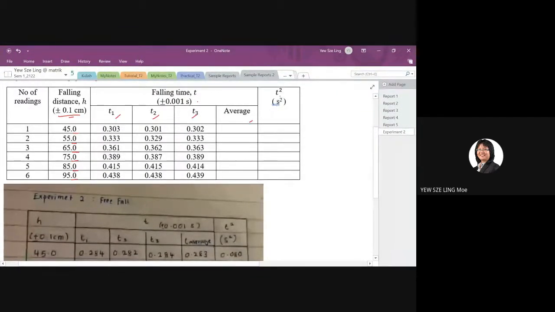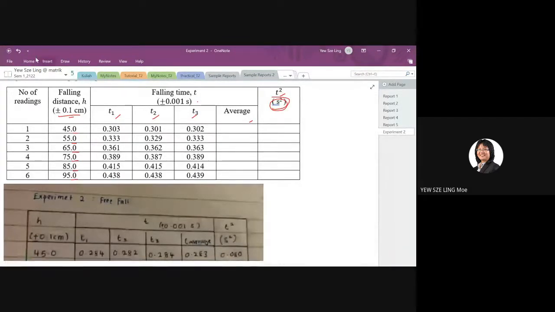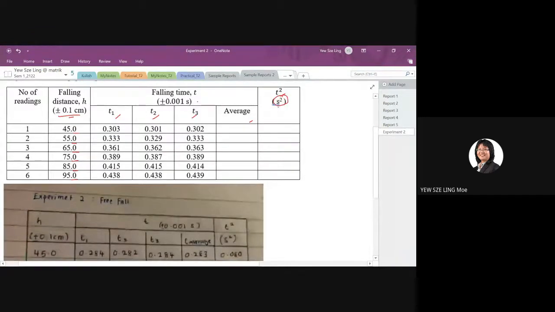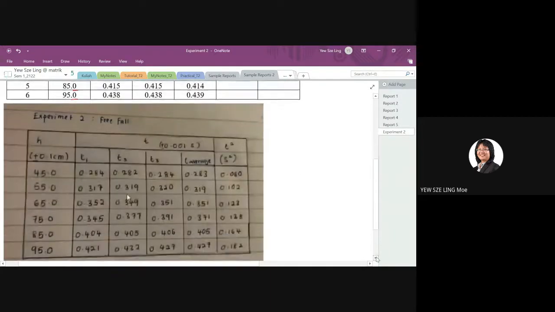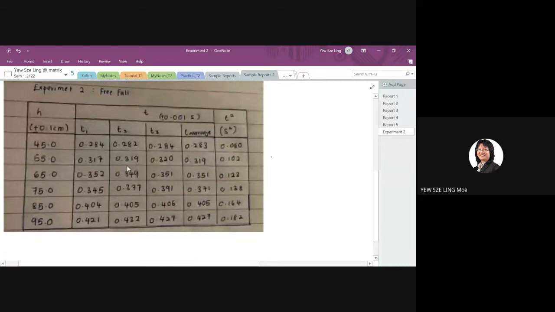And then T square must come with s square as the unit. Okay, it must have s square. If you give just s, then it's wrong. Okay, 1 mark will be deducted if you just write s. So this is a good table, a full marks table, where she got the uncertainty correct.